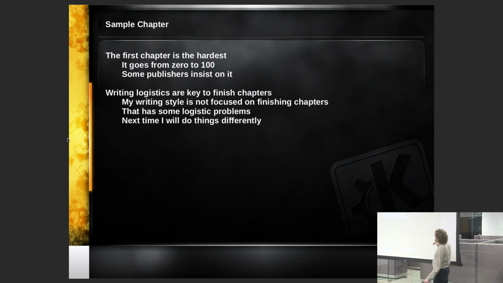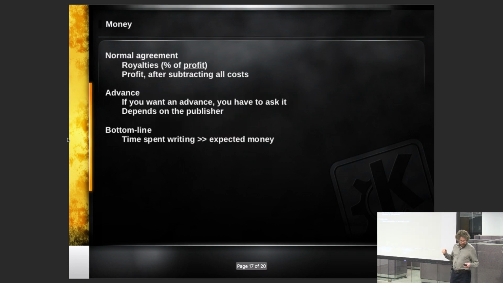And the main technical thing I would like to share with you is just a comment about money. Writing textbooks doesn't make money. So if that's what you are interested in, it's not really that direction.